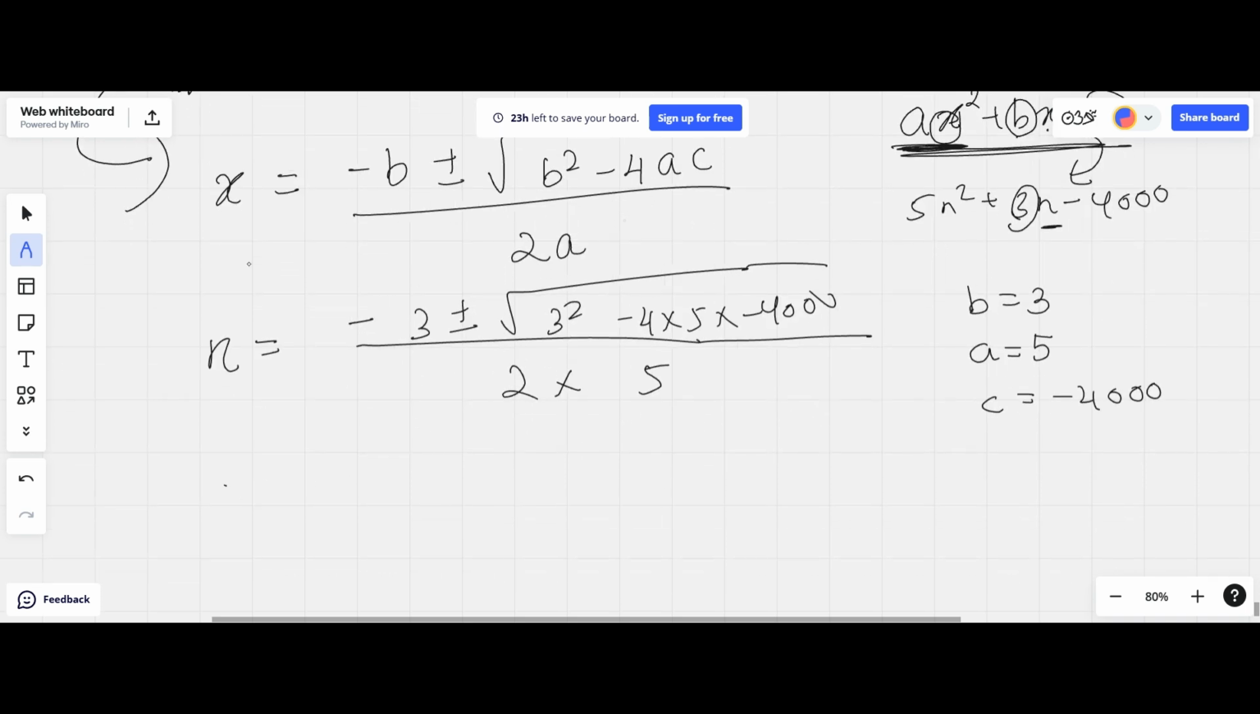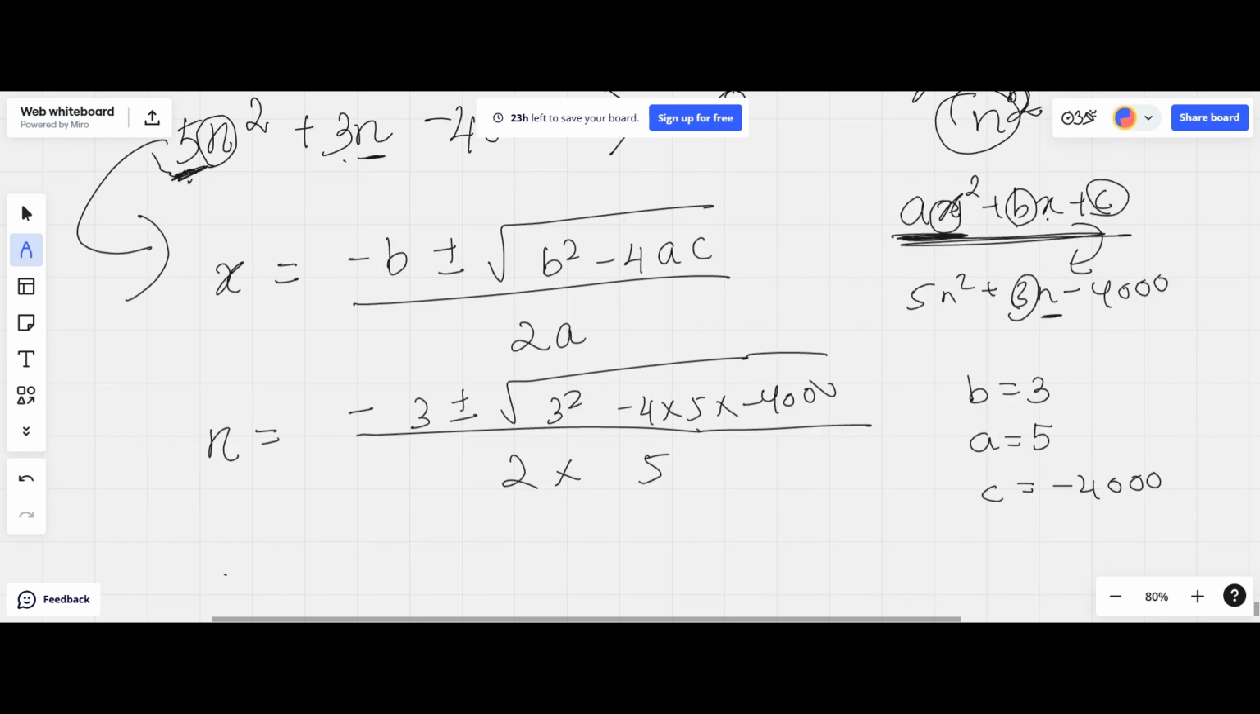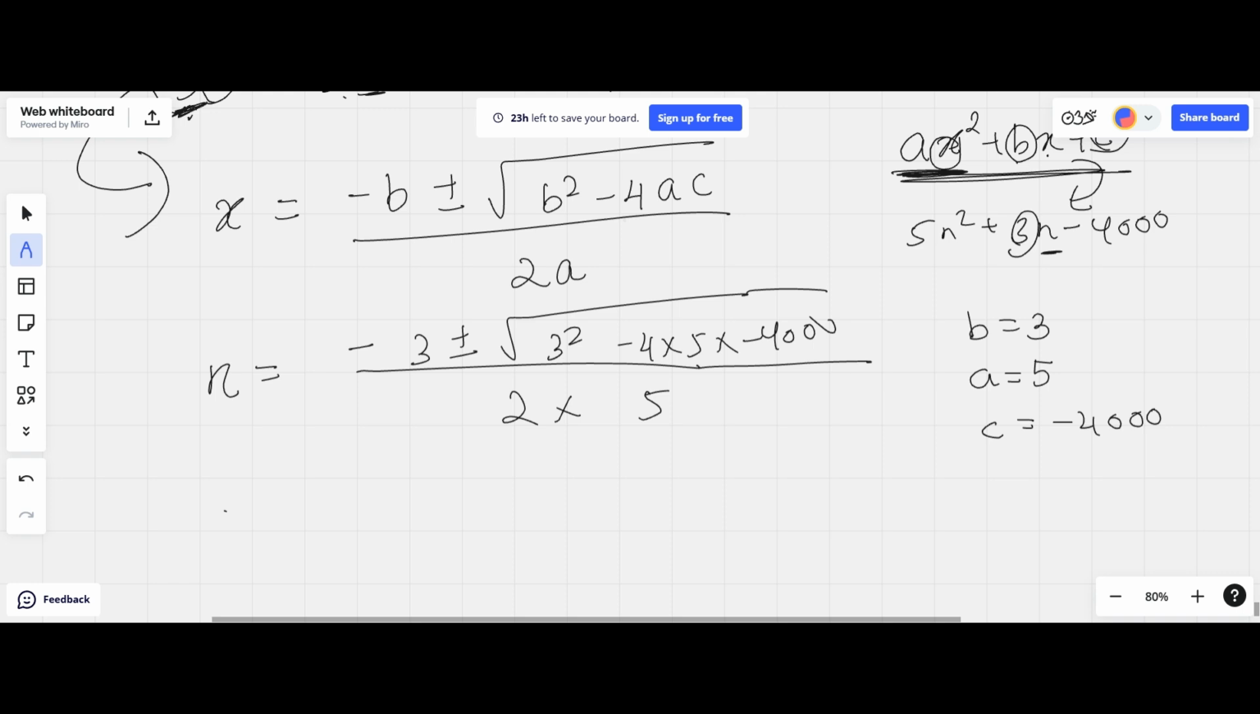Okay, so this is a formula you will study in algebra. Don't worry how this formula came. You may study this in algebra, otherwise I will teach this in the algebra chapter. Don't worry about this formula. Just memorize it and keep it.